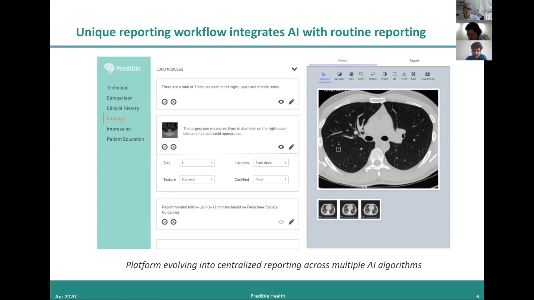What this also helps us is that the radiologist being able to directly interact with the AI results gives us a lot of valuable feedback, which helps us understand the accuracy of the AI results in a real world scenario, helping us go back, improve the algorithms, and cater to the needs of the radiologist much better.